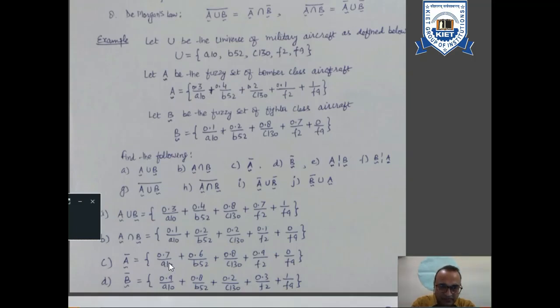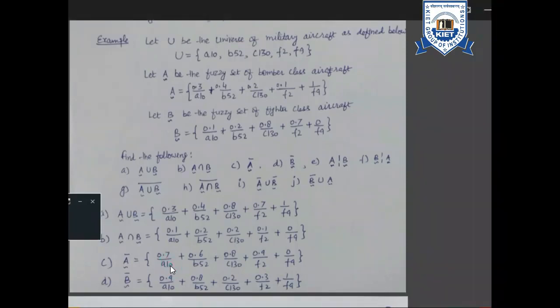So here the membership value of A10 will be 1 minus 0.3. The membership value of B52 will be 1 minus 0.04. Membership value of C130 will be 1 minus 0.2. For F2, the membership value will be 0.9. For F9, membership value will be 0. So by this way, we make the complement of a fuzzy set. It will again be a fuzzy set, right?